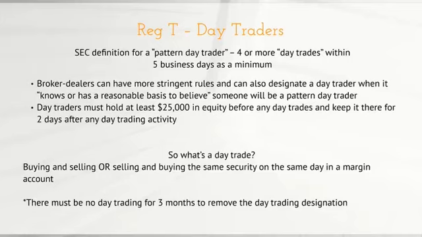What that means is that you're going to have to hold more equity in the account, at least $25,000 more before any day trades, and you keep it there for at least 2 days after any trading activity. And again, the broker-dealer can have even tougher rules than that. If you want to get off the designation as a day trader, you have to have no day trades within 3 months, and then you can request that the broker-dealer take you off the day trader list. So remember, 4 within 5 means an extra $25,000 in equity.